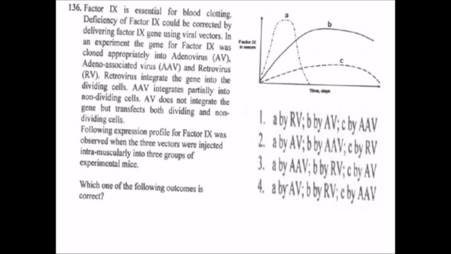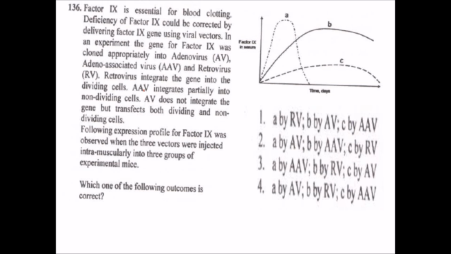Next question is, factor 9 is essential for blood clotting. Deficiency of factor 9 would be corrected by delivering the factor 9 gene using viral vectors. In an experiment, the gene for factor 9 was cloned appropriately into adenovirus, adeno-associated virus, and retrovirus. It means we have used the three viruses, AV, AAV, and RV, and here we have successfully introduced the gene for factor 9 formation.